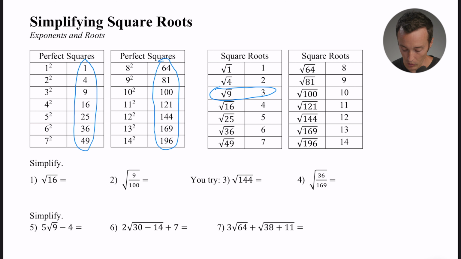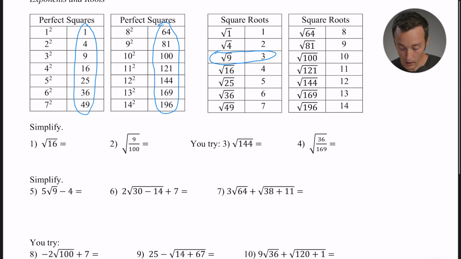Let's take a look at numbers 1 and 2. There's not a whole lot going on in number 1. It just says to simplify, and it's got the square root of 16. In other words, what number times itself gives you 16? You can look at the table, or you might have this memorized, but the answer is 4, because 4 times itself gives you 16.